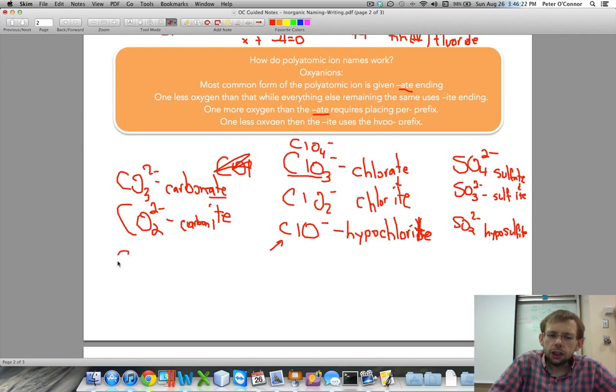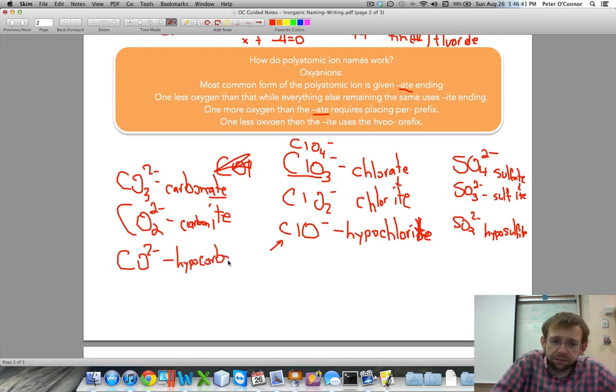How would I name CO2 negative? I don't think it exists. But how would I name it? It might, by the way. Don't quote me on that. Okay, you can do this. It's one below the carbonate. Hypo, right, one below. And I keep the same name. Carbonite! And that's it. It's that easy.